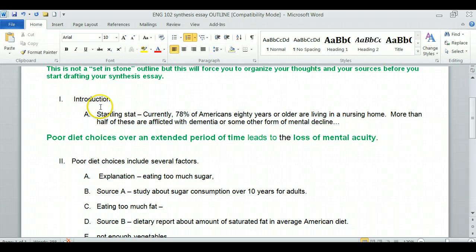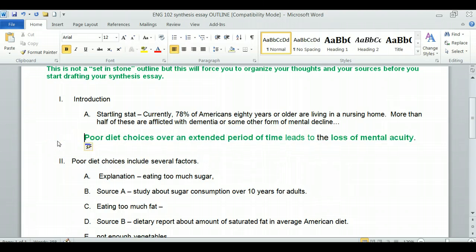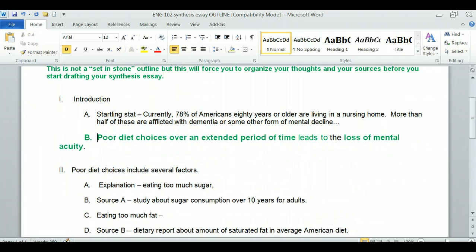So you've got an introduction here. In an introduction, you could start with some kind of startling statistic or current event, but just put in a sentence or two about what you could talk about. Remember, this is not a set-in-stone outline, but this will, again, get you started and get your ideas organized. Your introduction should end with your thesis statement, and that's what I have here, my B points. And this thesis statement is going to help guide the rest of my essay.